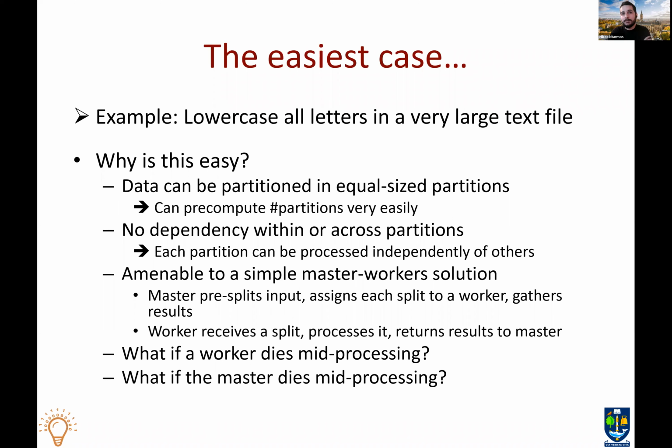What happens if the master dies mid-processing? What this means is that we can no longer detect errors of the workers, but given this, we can split this situation in two cases. A, all of the workers continue and finish successfully. B, one or more of the workers die, right? So if one or more of the workers die and we don't have a master, then the output will be garbled.